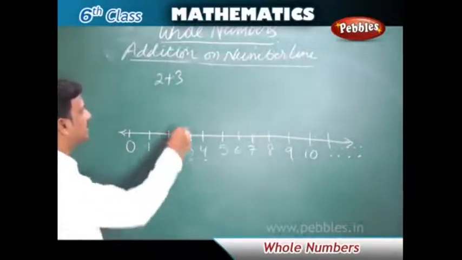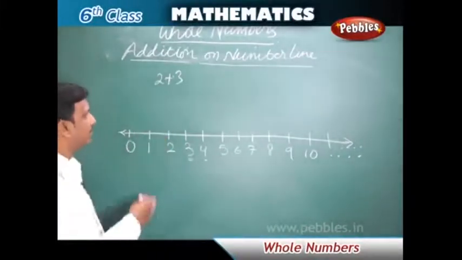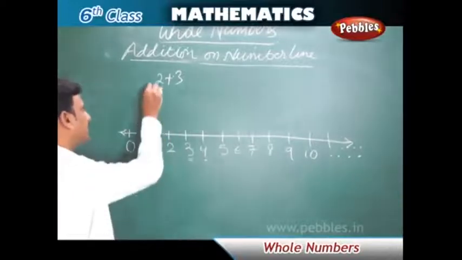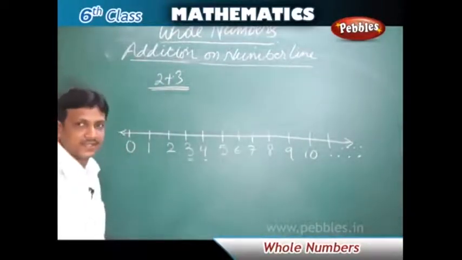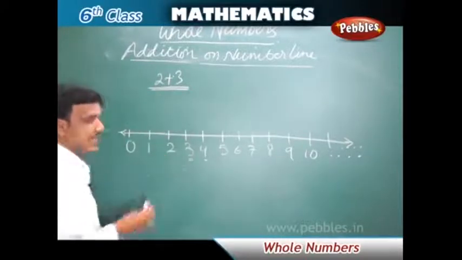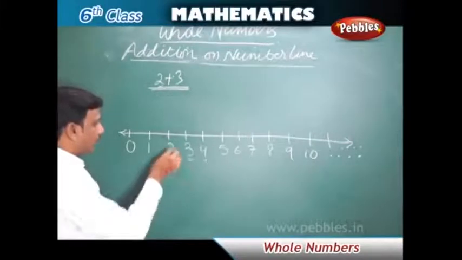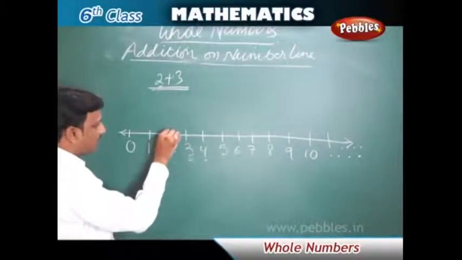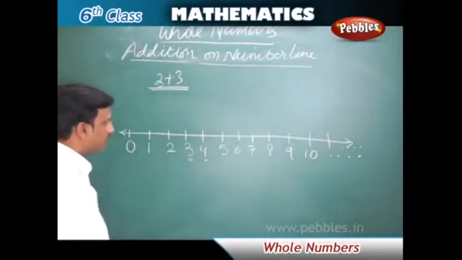Now we will see the addition of numbers on number line. Here we are going to add some whole numbers using a number line. The addition given is 2 plus 3. So how to do this using a number line? The first digit is 2, so let us start at 2. Go to the number line and begin from 2. Plus 3, that means you have to move 3 positions.